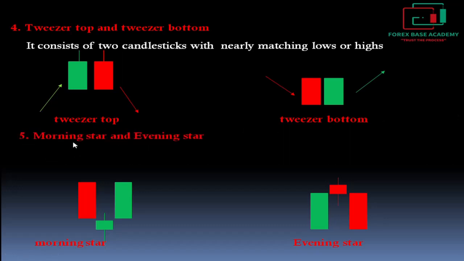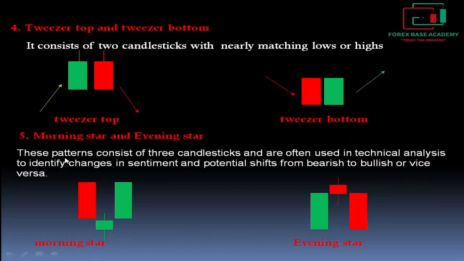We have another type of candlestick pattern, which is number 5. We have the morning star and the evening star. These are patterns that consist of 3 candlesticks and are often used in technical analysis to identify changes in sentiment and a potential shift from bearish to bullish and vice versa. So as seen in the diagram, we have the morning star.